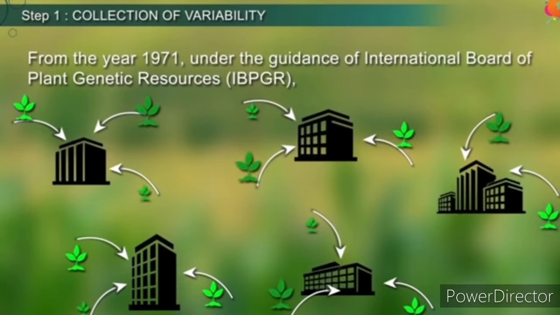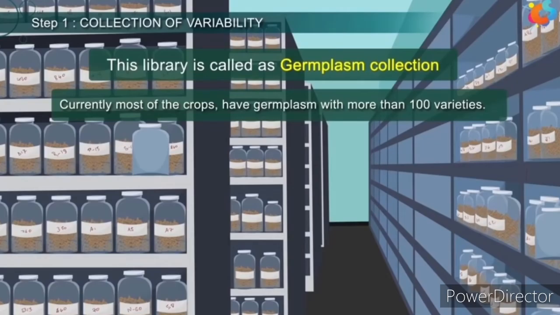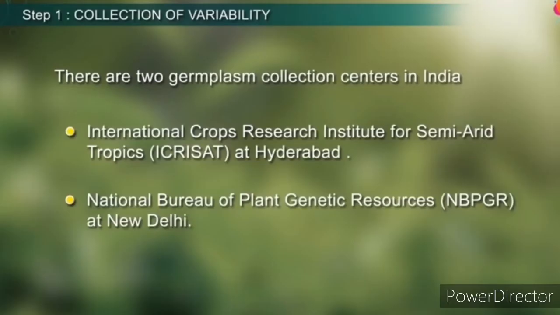From the year 1971, under the guidance of the International Board of Plant Genetic Resources, the germplasm collection contains more than 100 varieties. In India, there are 2 germplasm collection centers. First, the International Crops Research Institute for the Semi-Arid Tropics at Hyderabad. Second, the National Bureau of Plant Genetic Resources at New Delhi.